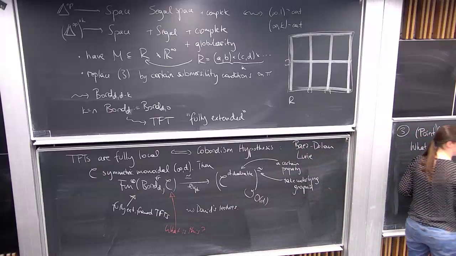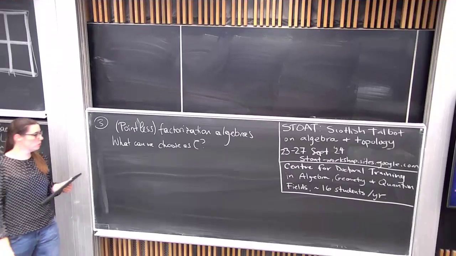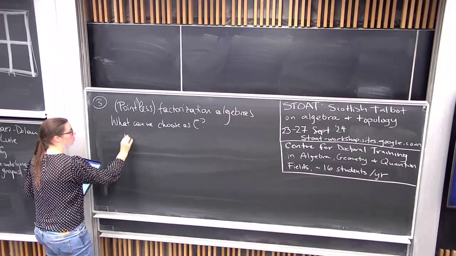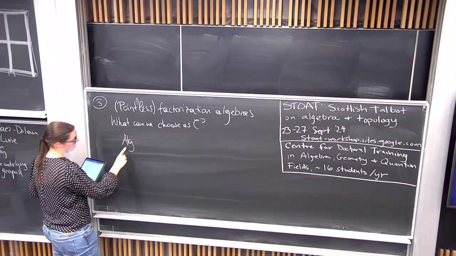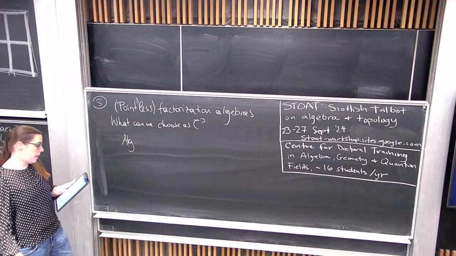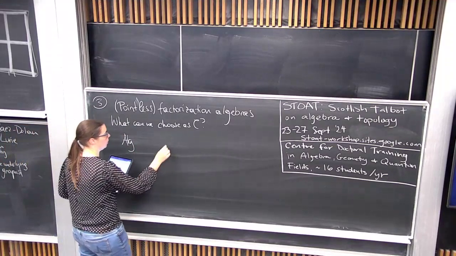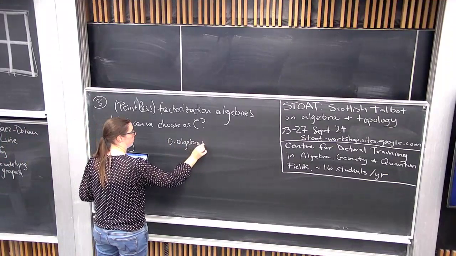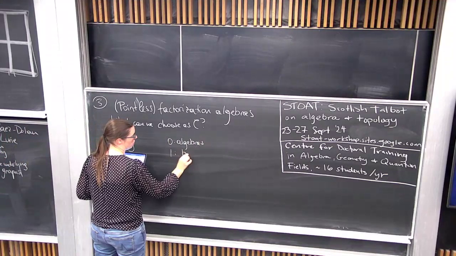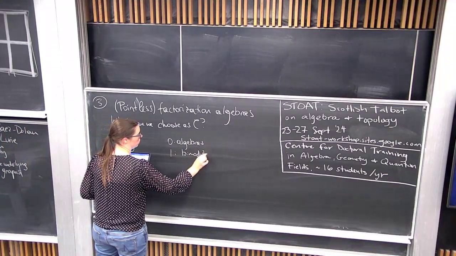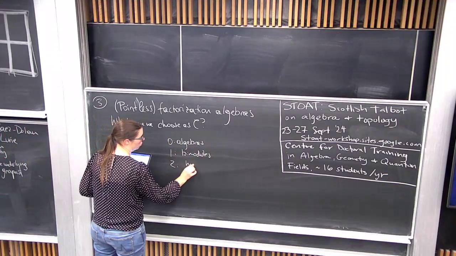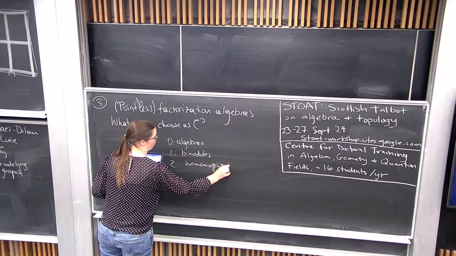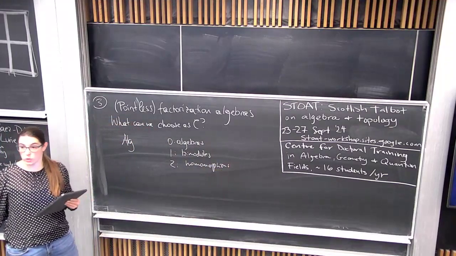Before we try to do fancy things like find universal targets, we want to have some target. One of them was already at the board. I told you there's this bi-category called Alg, where the objects are algebras, morphisms are bimodules, and two-morphisms are homomorphisms. Again, I'm not telling you a lot of the data.